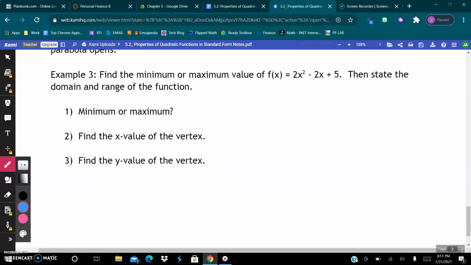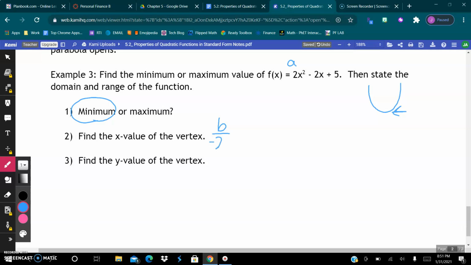So example 3 says we have to find the minimum or the maximum value for this and then state the domain and range. So if we look at the a value, which is that 2 right there, it's positive, which means our parabola is going to open upwards. That means our vertex is going to be the lowest point, so it's going to have a minimum.